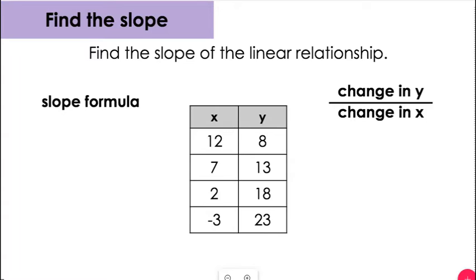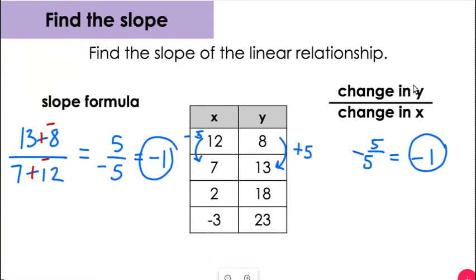Now I want you to try this one on your own. So hit pause, try this on your own. Okay, you should have gotten your slope as -1, no matter which method you used.